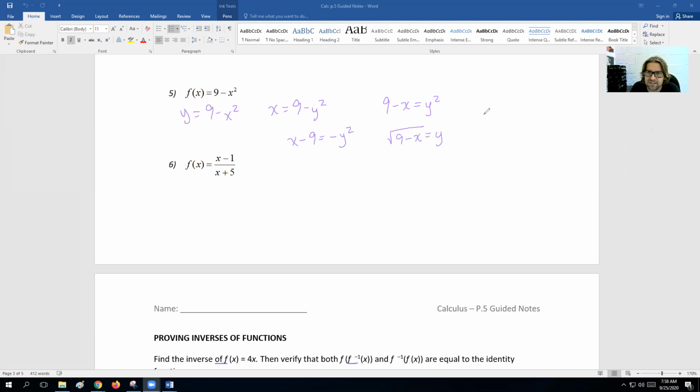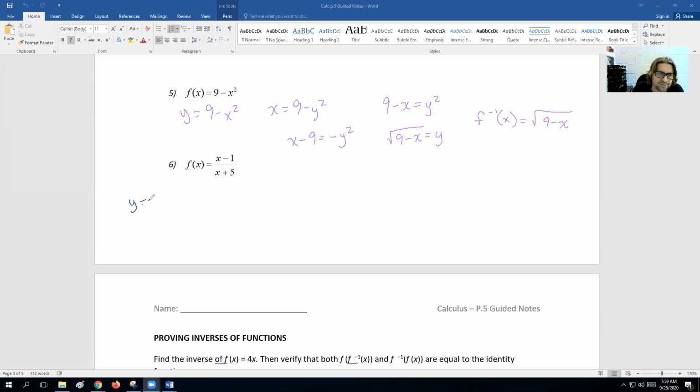There we go. We got the y by itself, so we can say the inverse is the square root of 9 minus x. All right. Next problem. Okay, so I'm going to start over here.